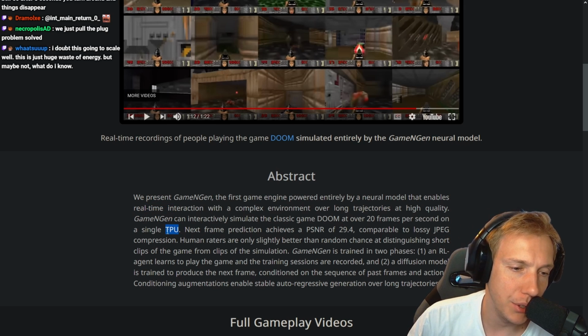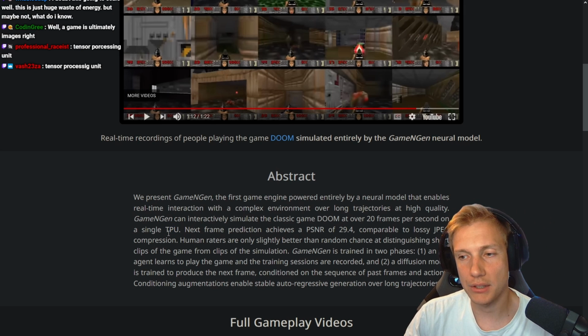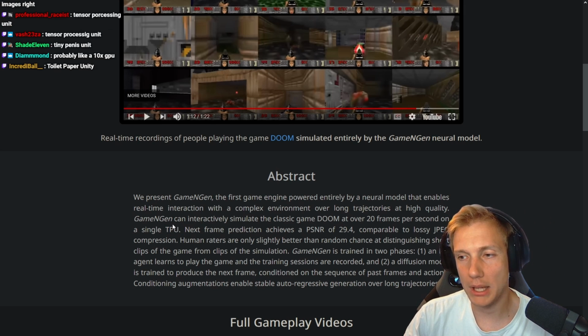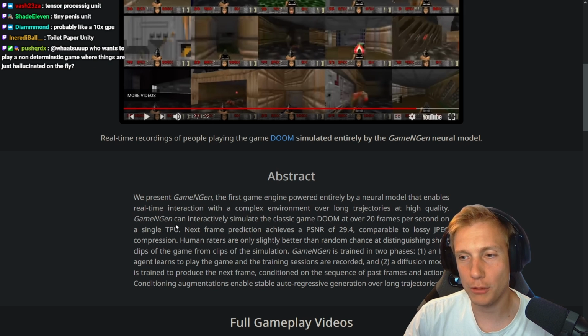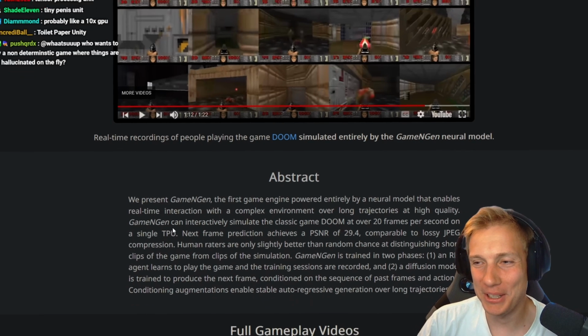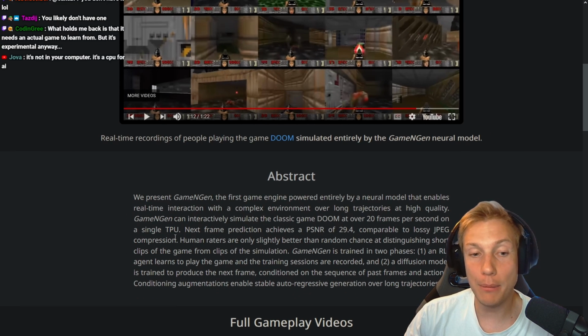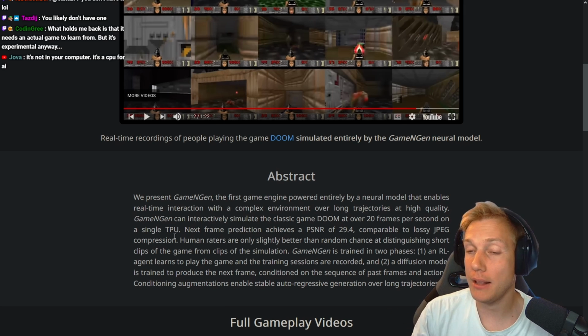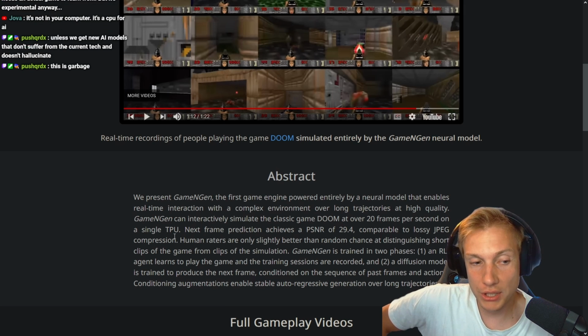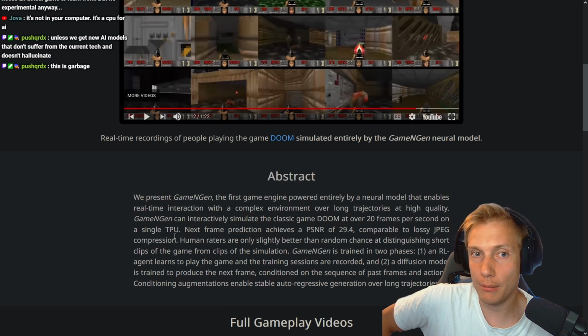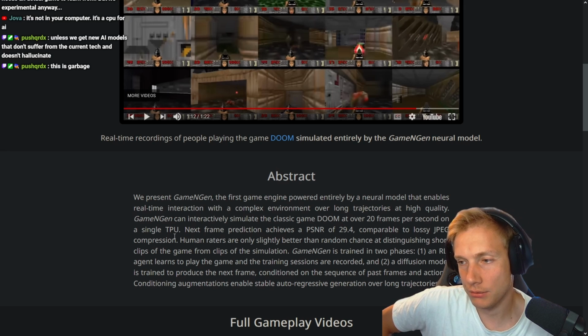Guys, what is a TPU? Tensor processing unit. So what is that in my computer? Probably like a 10 times GPU. Toilet paper unity. Tiny unit. So it is essentially a 10x GPU. So that means if I wanted to play this game right now, I can't, because I need a TPU. Otherwise, I have like 1 frame per second, if anything.